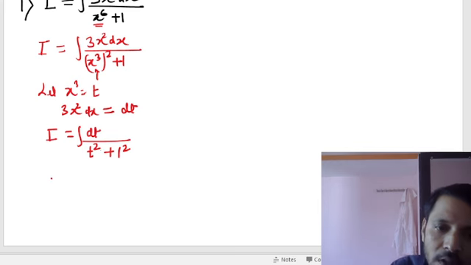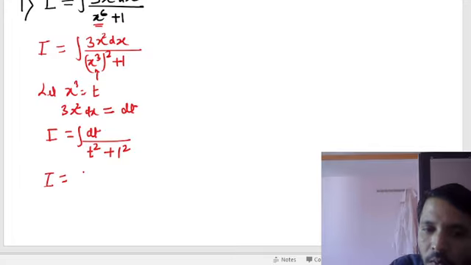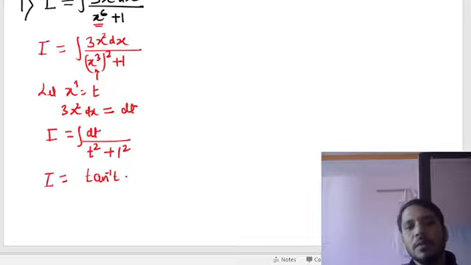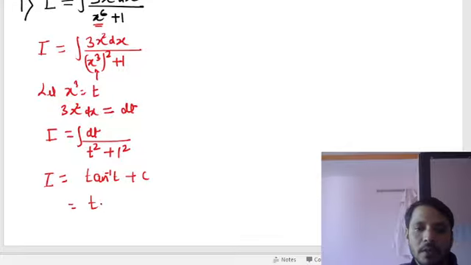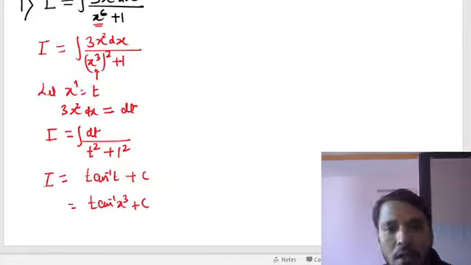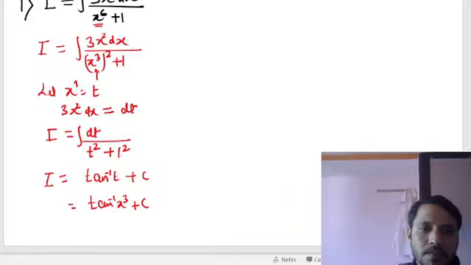Because we have the direct formula for the tan. What is that? Means directly we can write this is equal to 1 by a, but here a is 1, that means it is 1 only, so tan inverse of x, that means t, by 1 plus c. Now just replace your t with the x, so it will become tan inverse x cube plus c. So this is the solution of the question number 1.